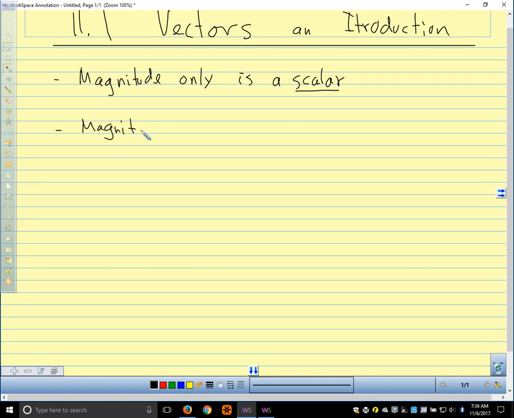A quantity with magnitude and direction we're going to call a vector. So examples of vectors. The most common one is force. When you're dealing with force, you're going to be dealing with vectors. You need to know the magnitude of the force and which direction it's pushing. Velocity, acceleration, all of those things are vectors.